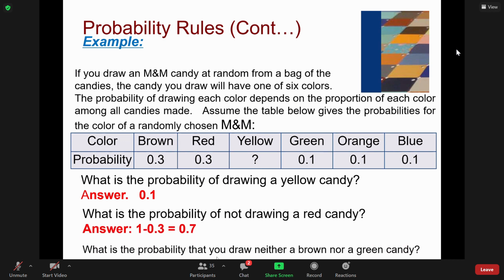What is the probability that you draw neither a brown nor a green? So it is neither brown nor green. What about the remaining probability, guys? 0.6. Okay. Then we have two ways: either add the rest, which is 0.3 plus 0.1 plus 0.1 plus 0.1, or 1 minus 0.4. Any question?